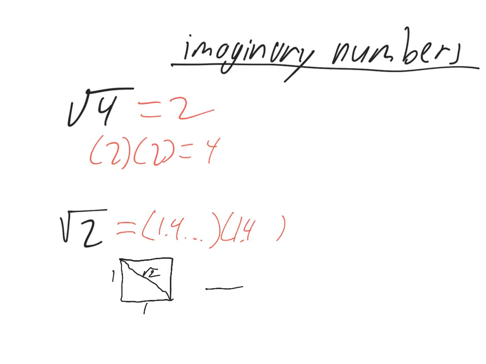You can see it on a number line. It's somewhere between 1 and 2. It's around here somewhere. You can't write down exactly where it is. Okay, so those are real numbers.